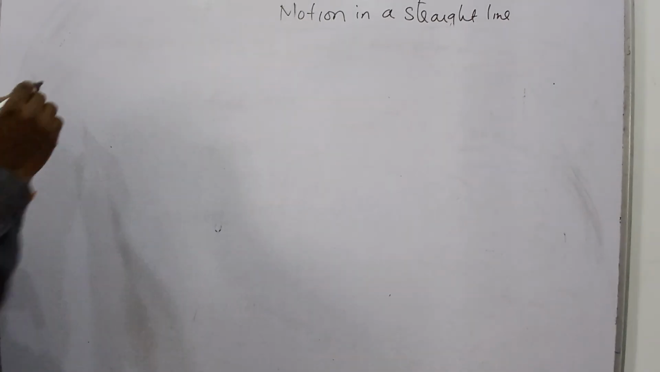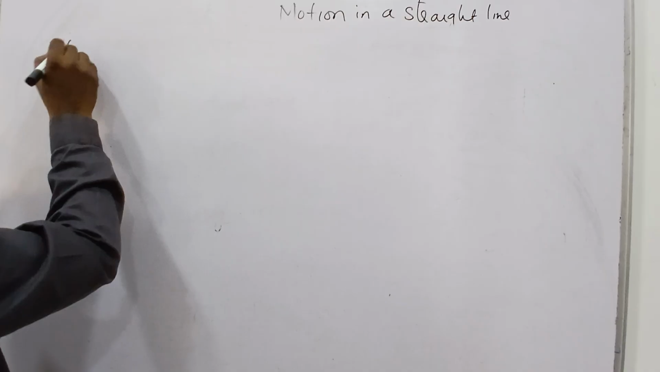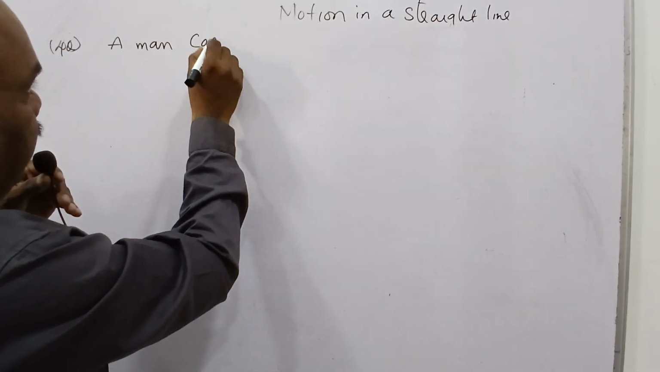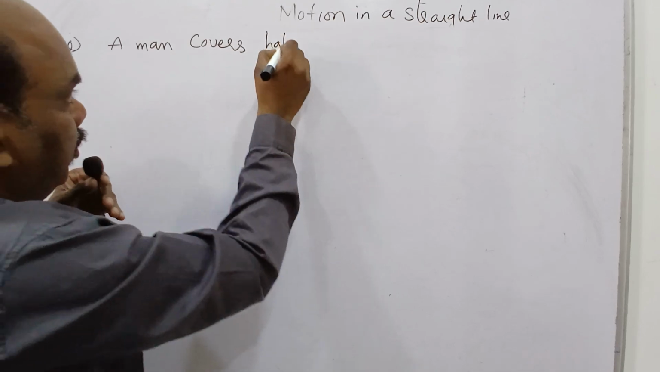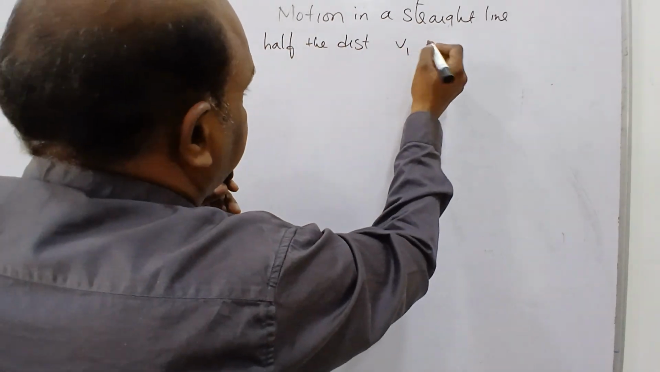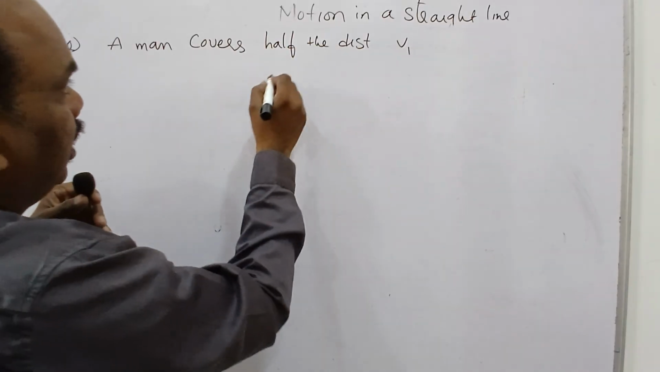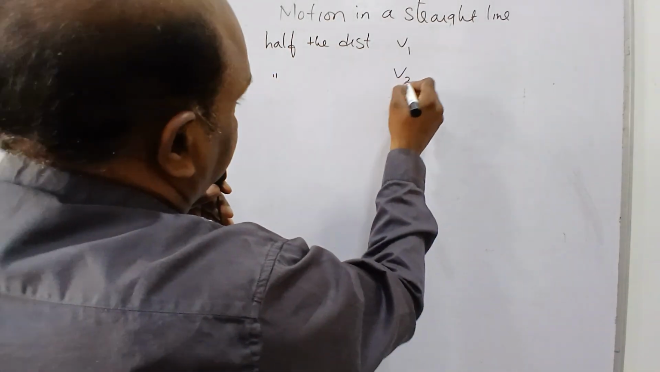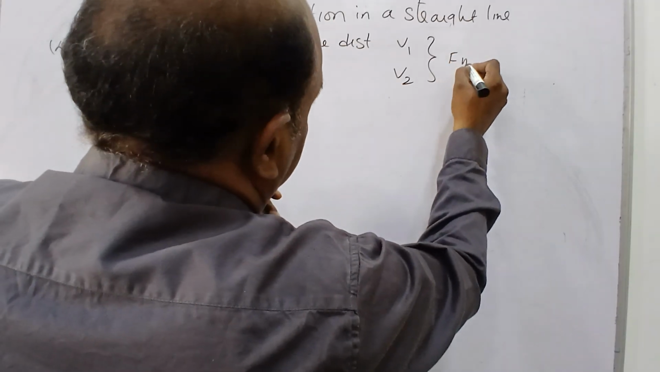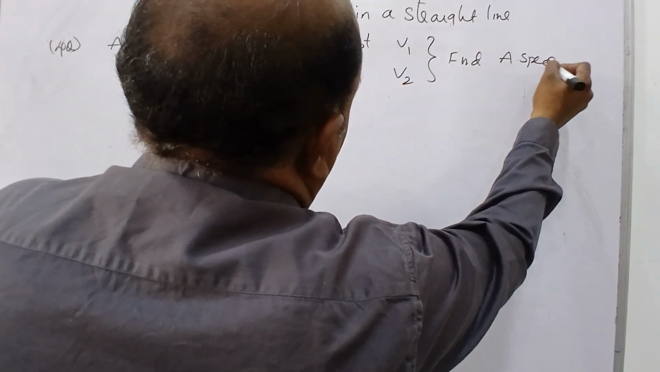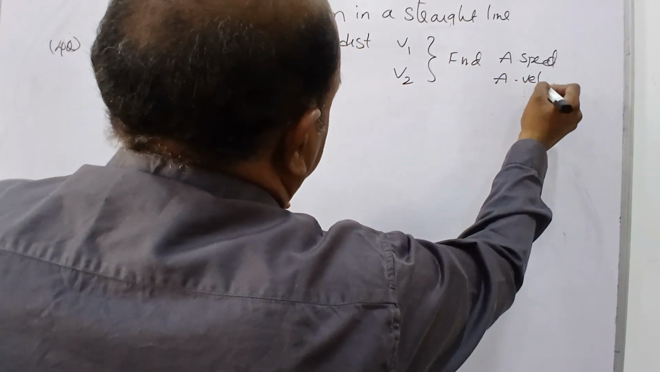Next question. Question number 4. A man covers half of the distance with v1 speed, and the remaining half of the distance with v2 speed. Find average speed and average velocity.